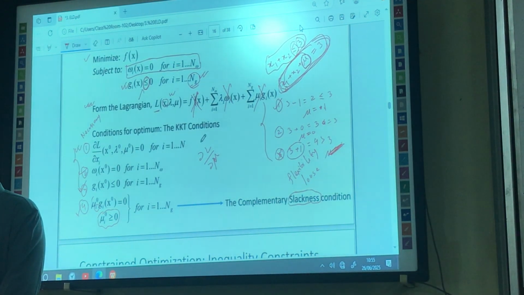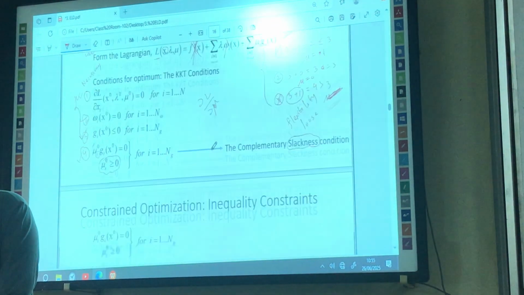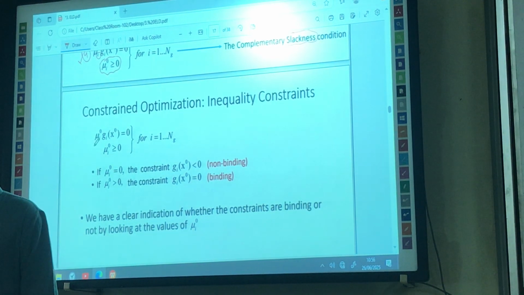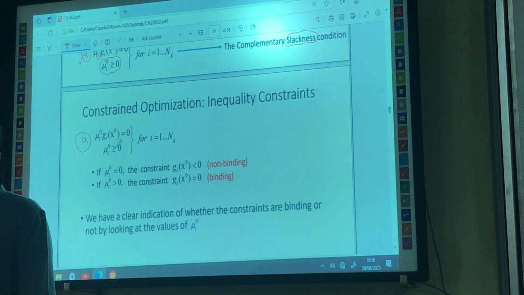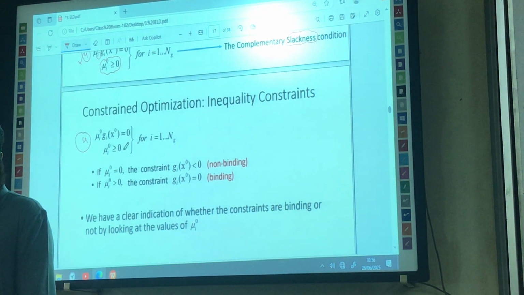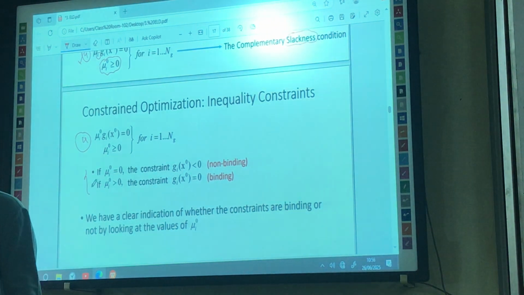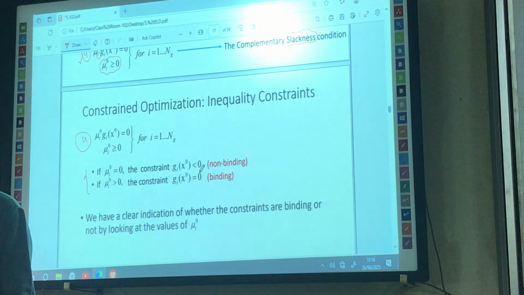Now, in the next slide, condition number 4 is rewritten here. So this is our condition number 4: mu_i g_i(x) will be 0, and mu_i will always be greater than or equal to 0. There are two conditions written over here. These things will be clear when we solve a numerical problem. First, read out this thing.